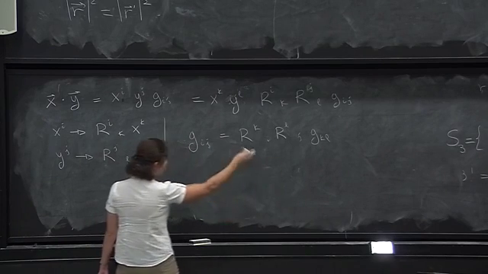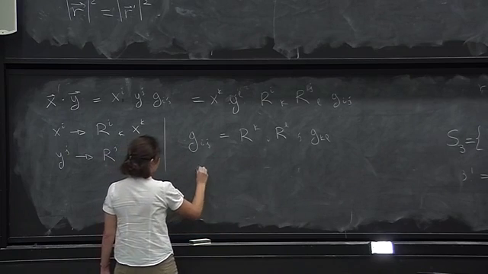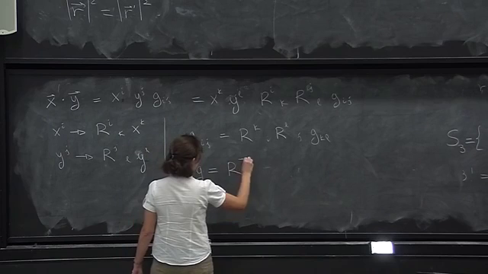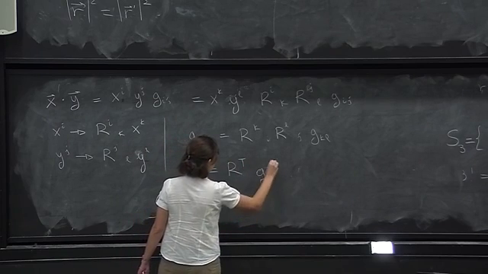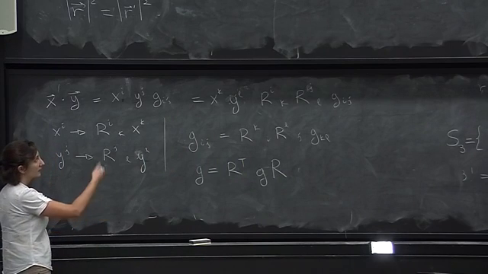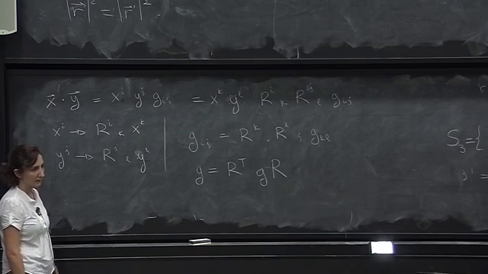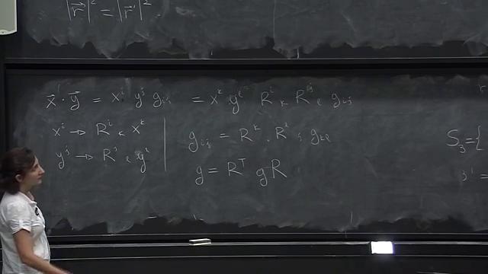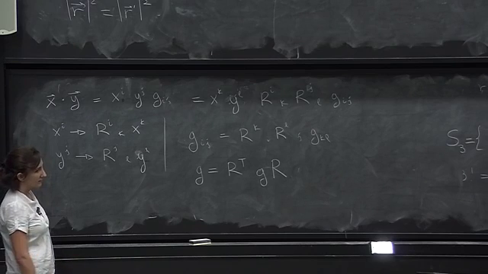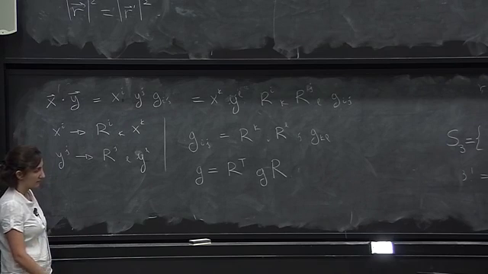Anyway, so this means that the metric remains invariant. This can also be written G equals the transpose of R times G times R. So rotations leave the metric in Euclidean space invariant. And we will see that rotations in Minkowski space, or Lorentz transformations, will be defined so that they leave the Minkowski metric invariant.